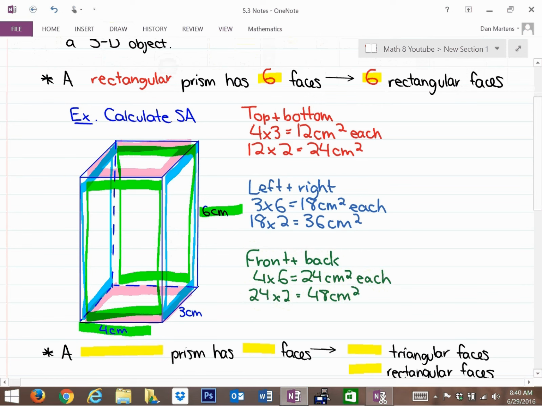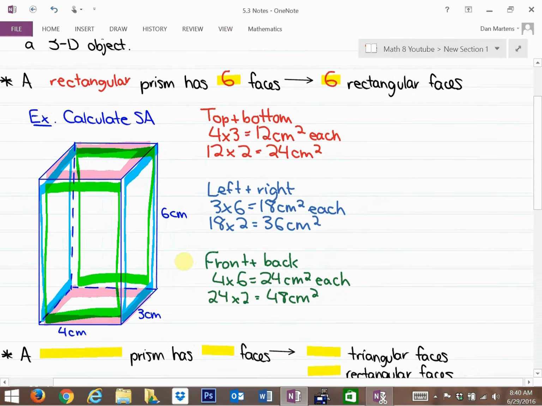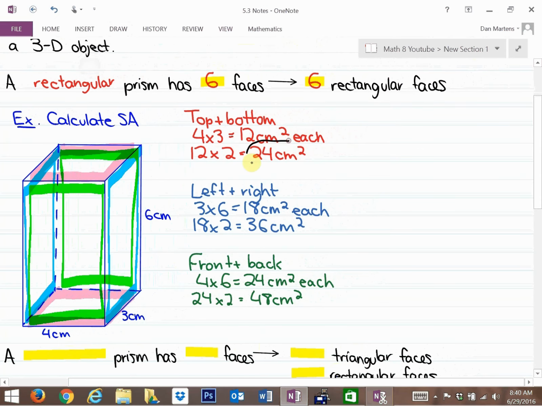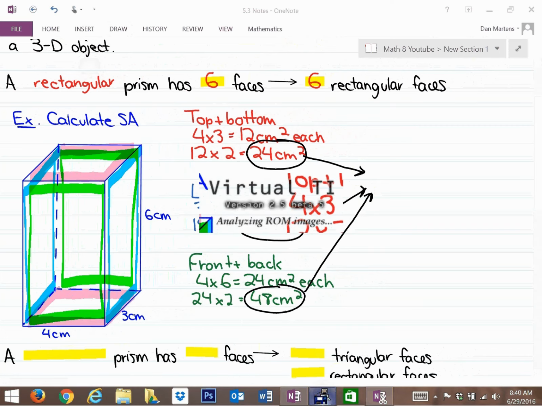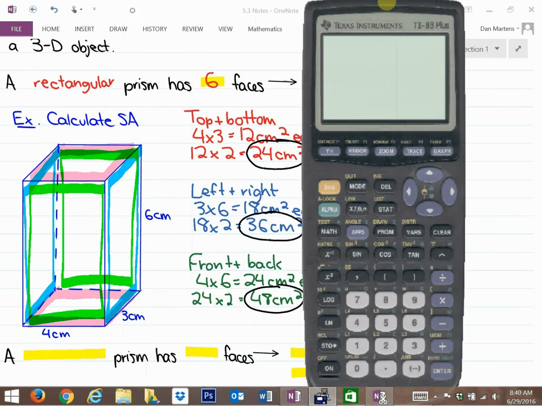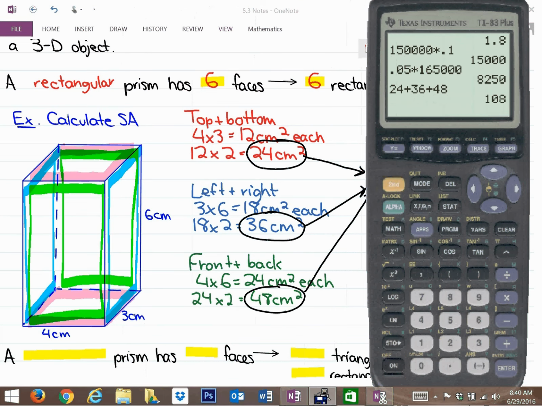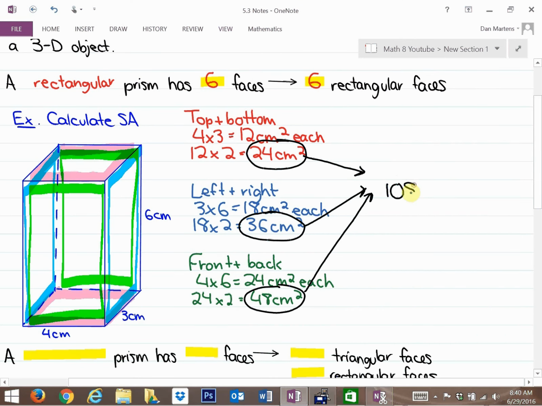So the final thing, and the big key idea of surface area, is it's the area of all the surfaces. So now that we've calculated the area of all of the surfaces, if we add them up, we'll have the total surface area. So here's the area of the top and bottom, left and right, front and back. So if we add those numbers up, we will have the total surface area. So if I add those up, 24, 36 and 48. The total surface area is 108 centimeters squared.